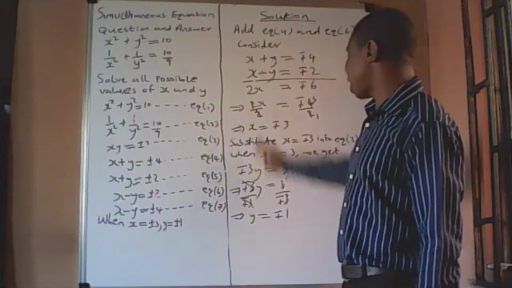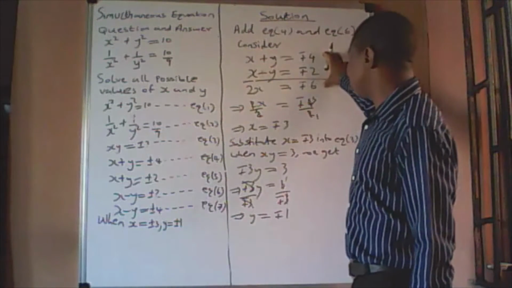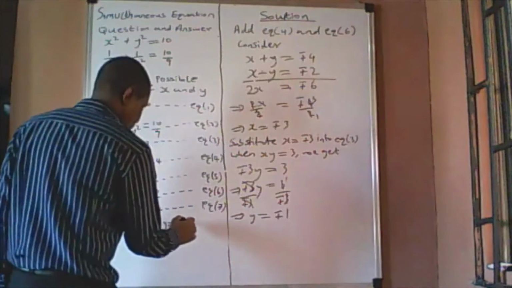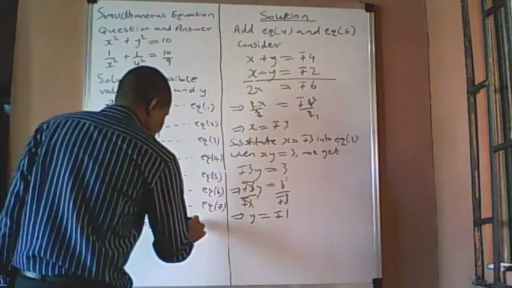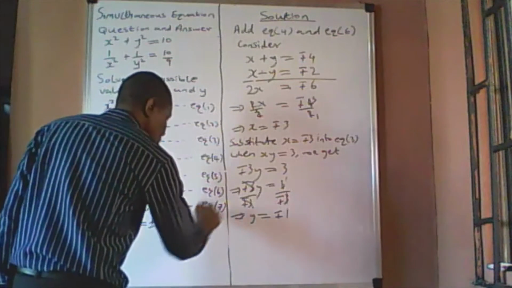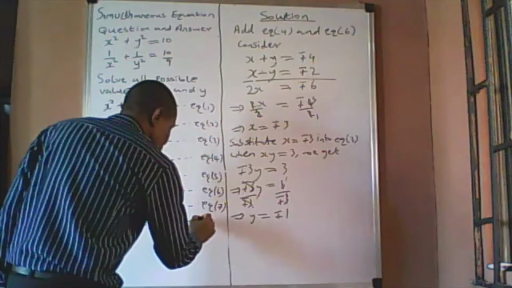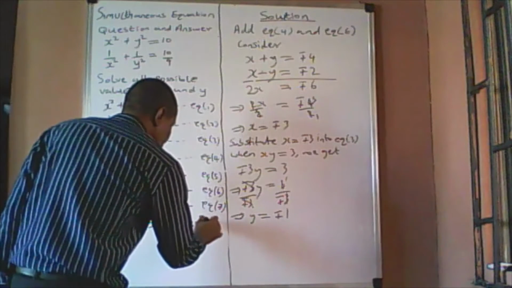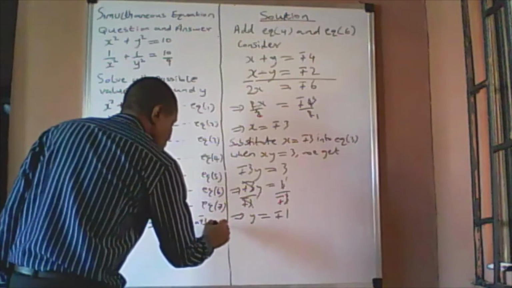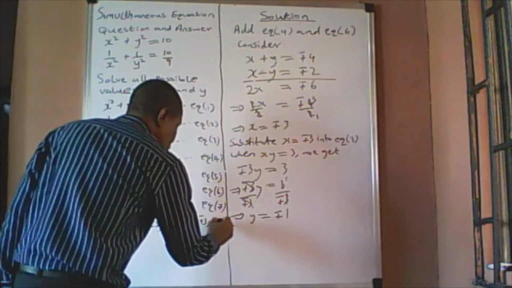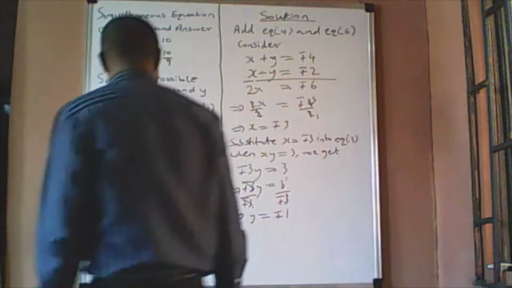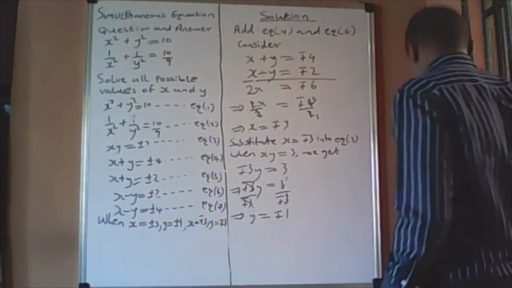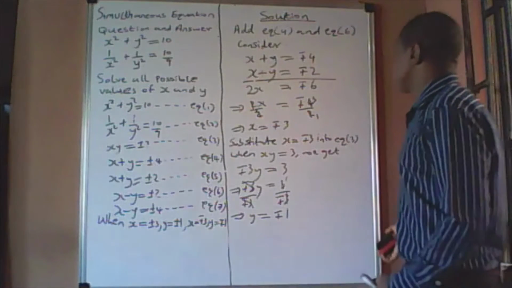Having gotten the value of x and the y from this equation, we write it down. X equal to minus or plus 3, y equal to minus or plus 1. We continue.